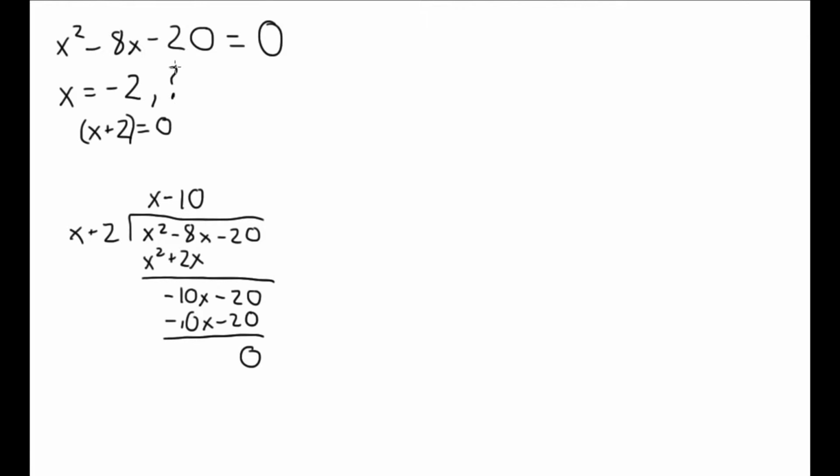So what is this other root here? Well, if x minus 10 equals 0, we find the root. What does x have to be to get the equation equal to 0? X has to be 10. So the missing root is 10.